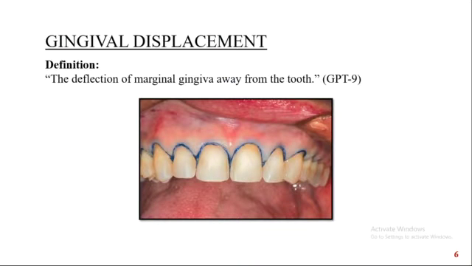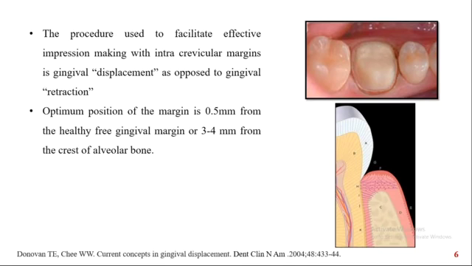Coming to gingival displacement. Gingival displacement is the deflection of the marginal gingiva away from the tooth. This procedure is used to facilitate effective impression making with intracrevicular margins, whereas gingival retraction is a downward and outward movement of the marginal gingiva away from the tooth. Now, the optimum position of the tooth margin with respect to the gingival margin is important for both tissue health as well as impression making. The optimum position of the margin is 0.5 mm from the free healthy gingival margin and 3 to 4 mm from the alveolar bone crest.